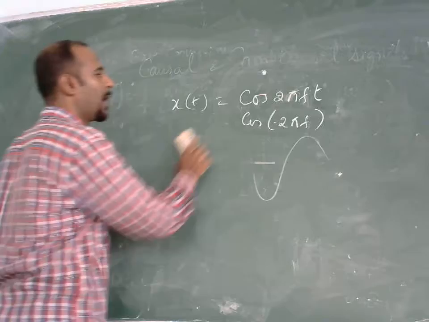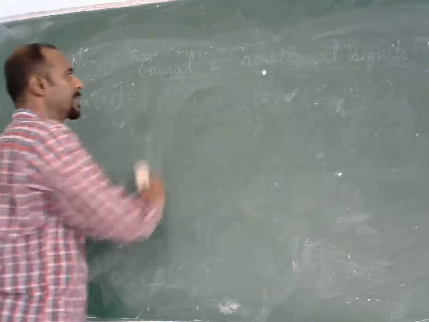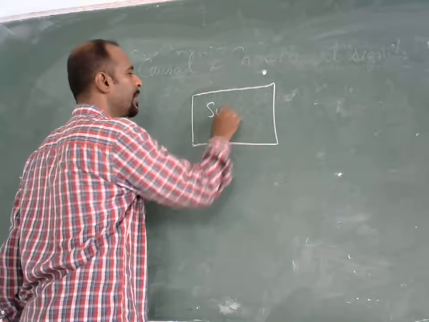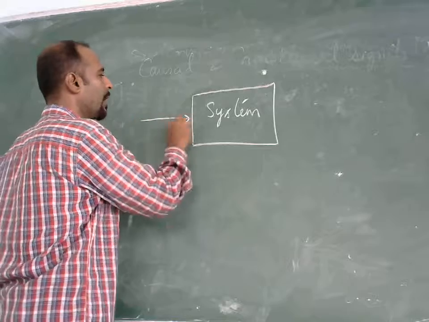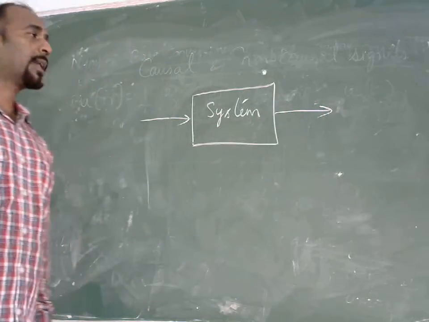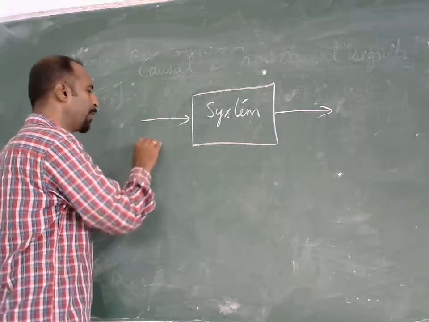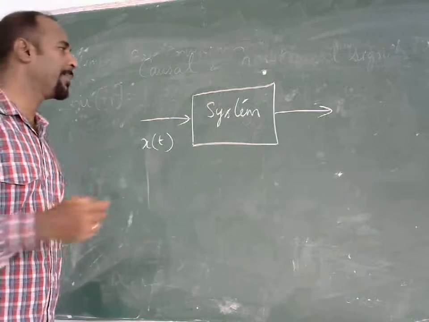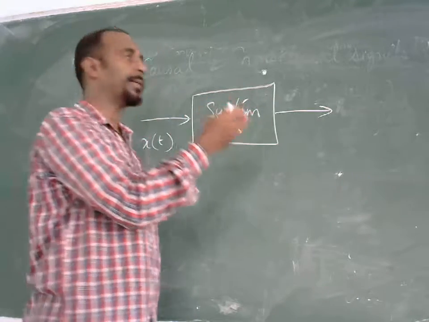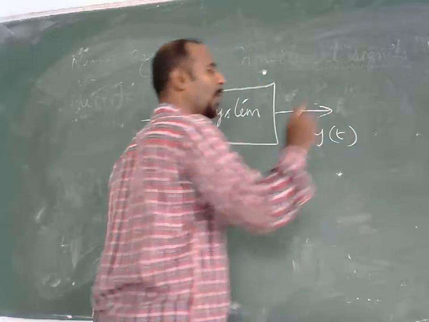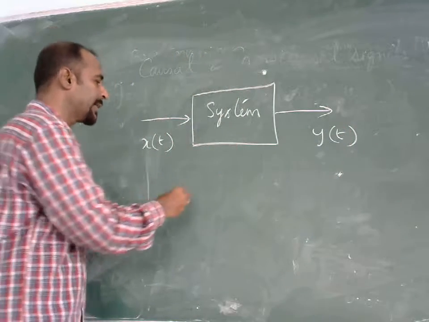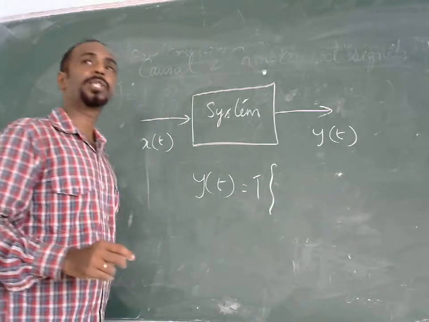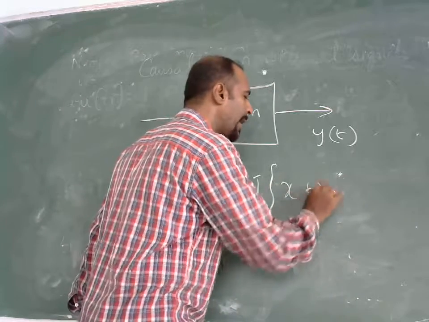Alright? Now we will go to define what is a system. So basically, we will represent the system in a black box. What is a system? In the first class I have defined it. It will take some input, and we call that input x of t if it is a continuous time system, and does some operation on that and gives the output y of t. So how do we represent this? We represent this as y of t is equal to some operation called T performed on x of t.